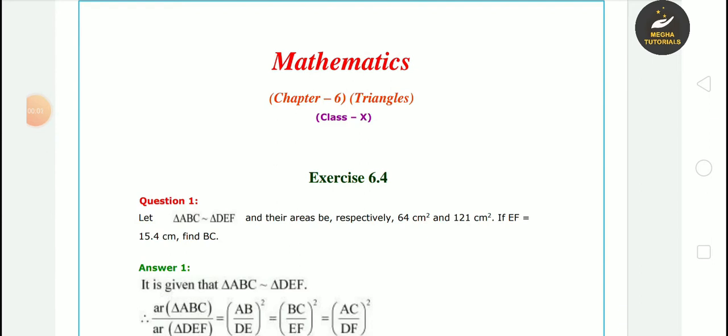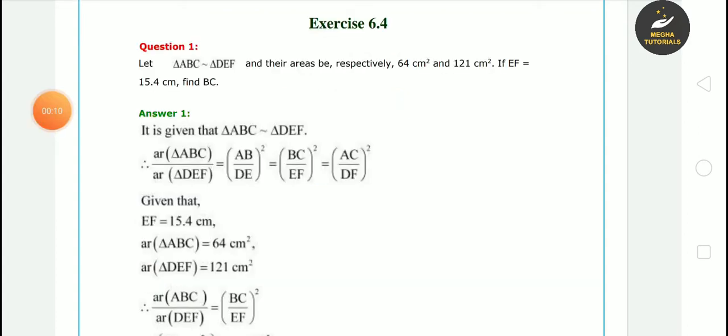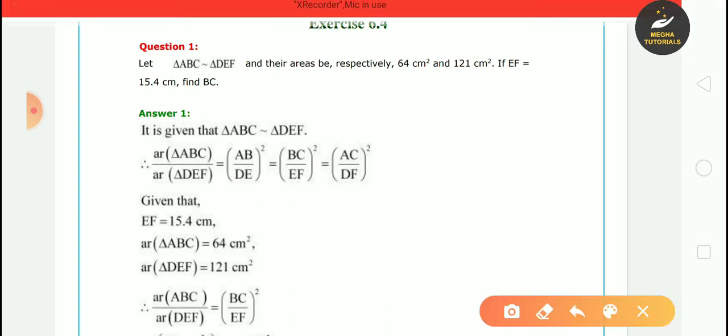Today we are going to learn CBSE 10 Mathematics Chapter 6 Triangles Exercise 6.4. Question 1. Let triangle ABC be similar to triangle DEF and their areas be respectively 64 cm square and 121 cm square. If EF is equal to 15.4 cm, then find BC. So let's go to the solution.